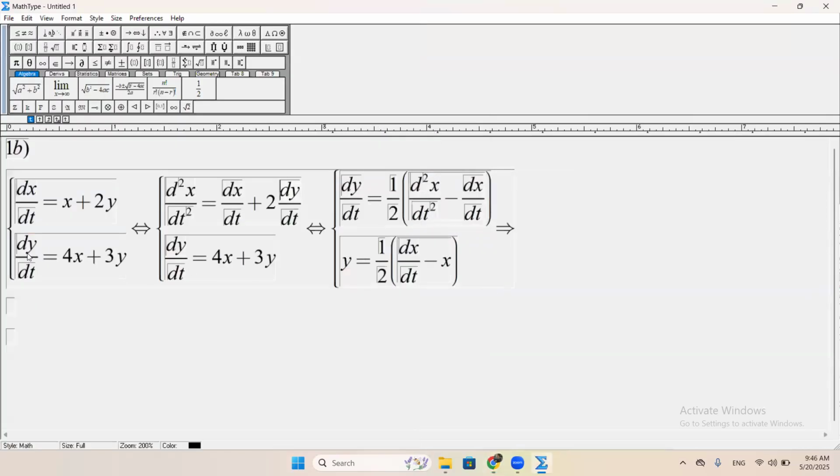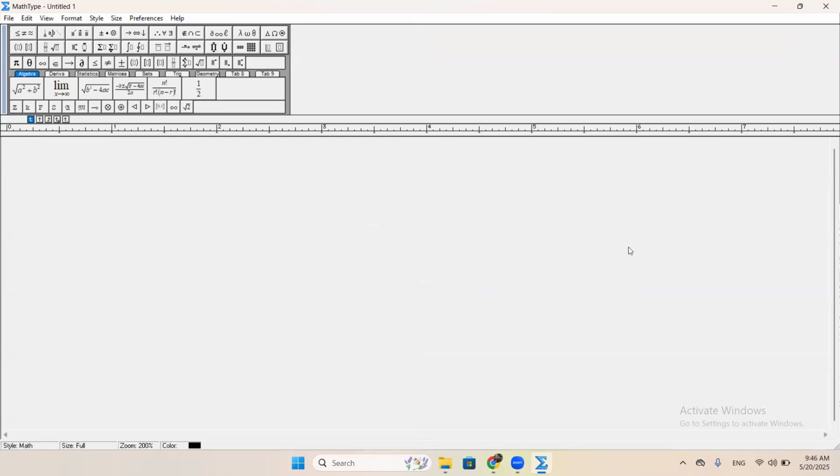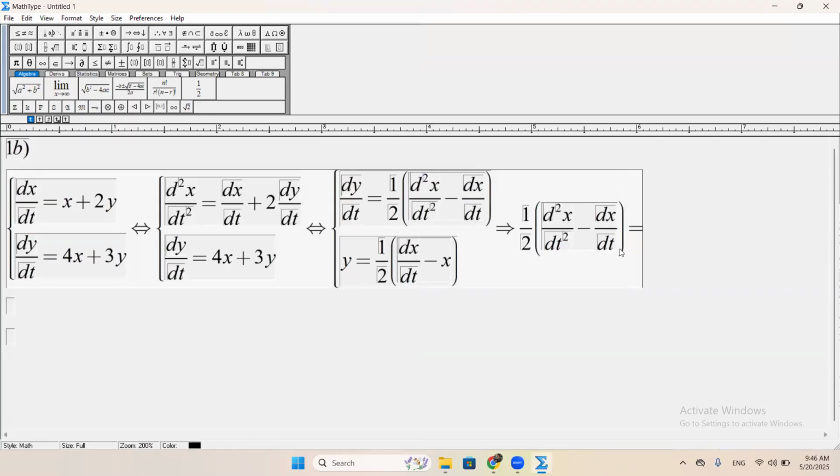Yeah, I substitute everything into this equation. So, what do I have? Instead of dy by dt, this, and here for x plus 3/2, this expression. Yeah, so now everything is correct. And now I will expand brackets and simplify everything that I can simplify.